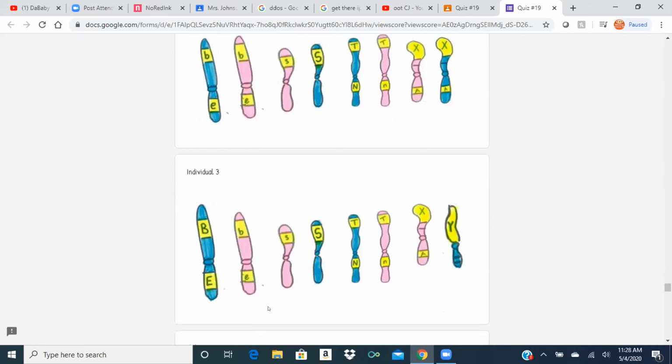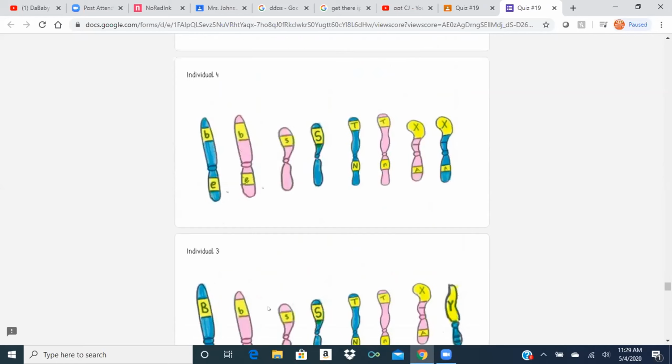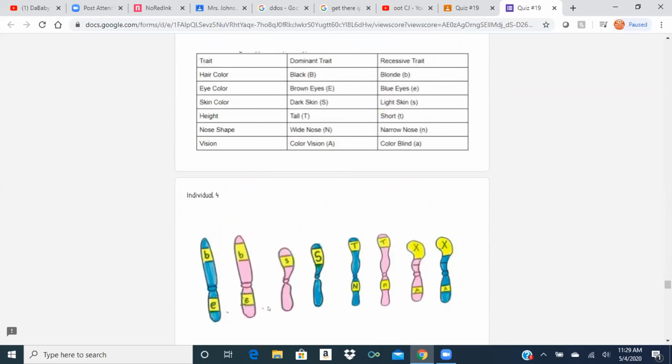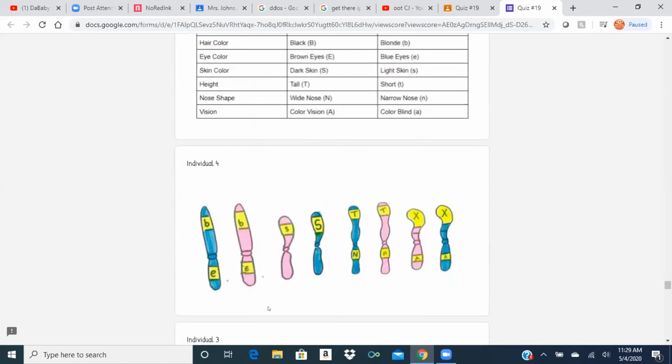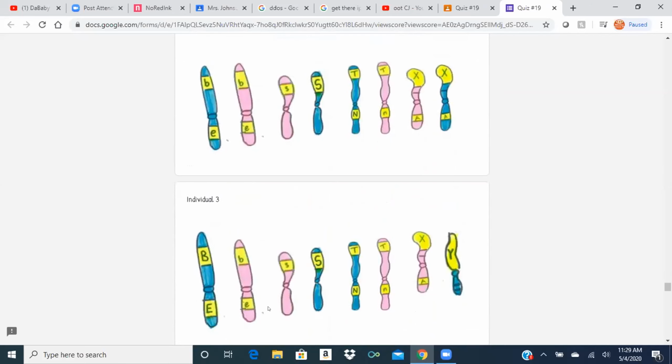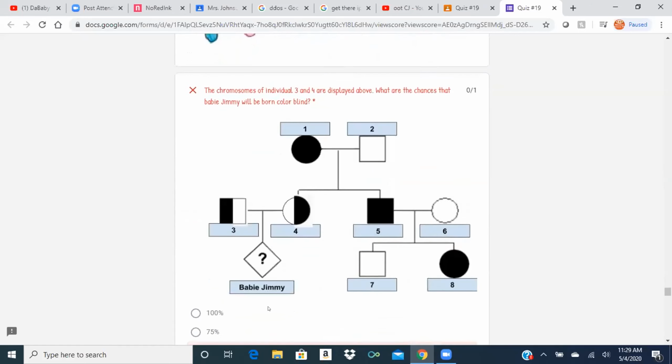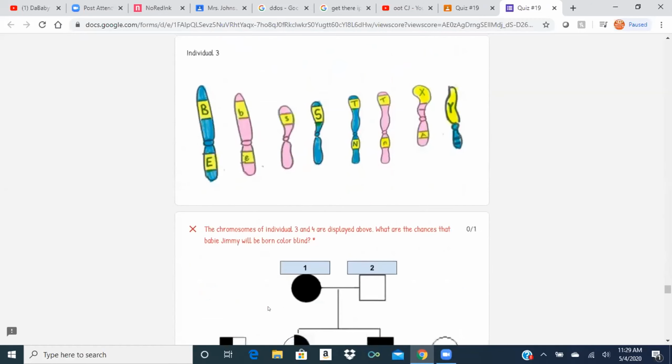Uppercase stands for what kind of gene? Dominant. So they take over. And since the capital letter is dominant and it stands for colored vision, it's 0 because there's no lowercase. All right.